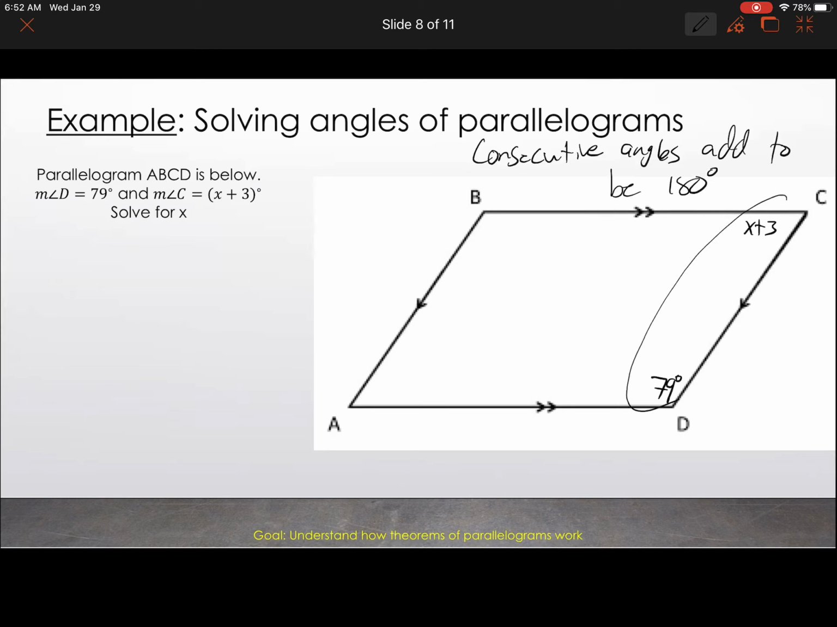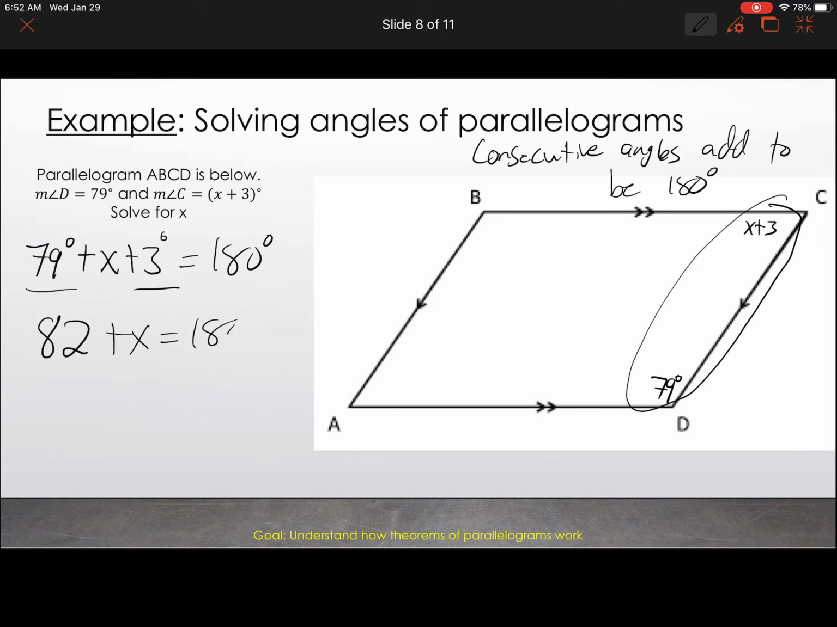Okay? So what that tells me is those two angles right there will add up to 180. So I can say 79 degrees plus x plus 3 degrees equals 180 degrees. So I add my 79 and my 3, and it's going to be 82 plus x equals 180. Then I'm going to subtract 82 from both sides, and I get x equals 98 degrees. Okay? Simple enough.